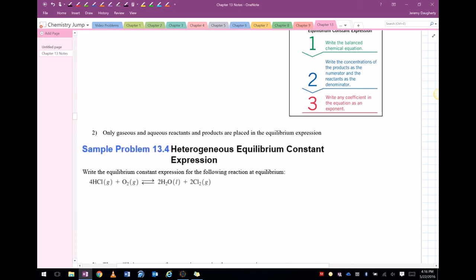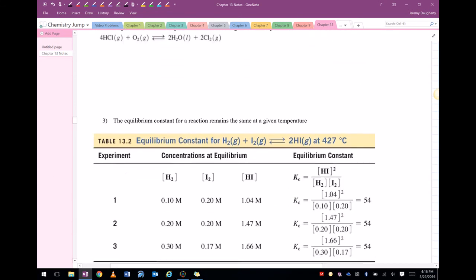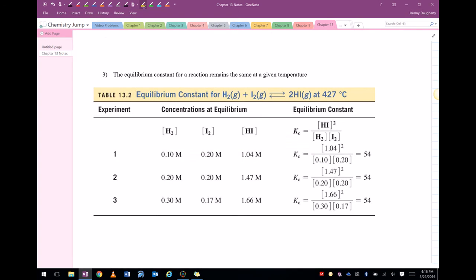Okay, so here's where I let you know. Only gaseous and aqueous reactants and products. Alright, and again in the sample video problems we'll go through a couple of examples of writing it. And as I said before, the equilibrium constant for a reaction remains the same at a given temperature. That's where I'm telling you it is temperature dependent.